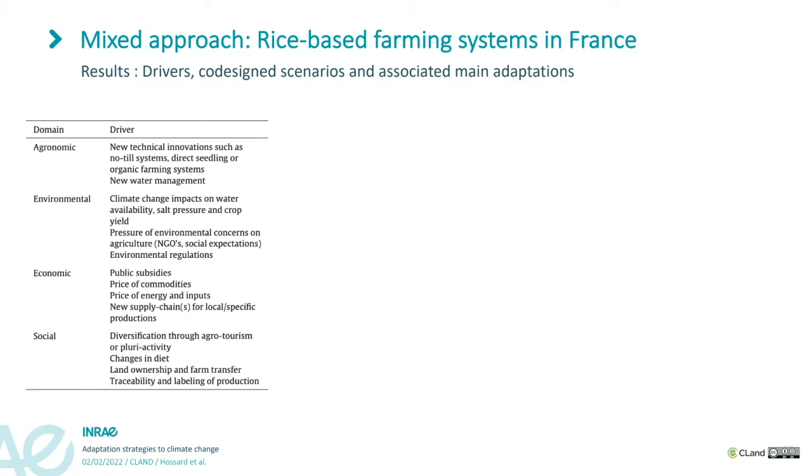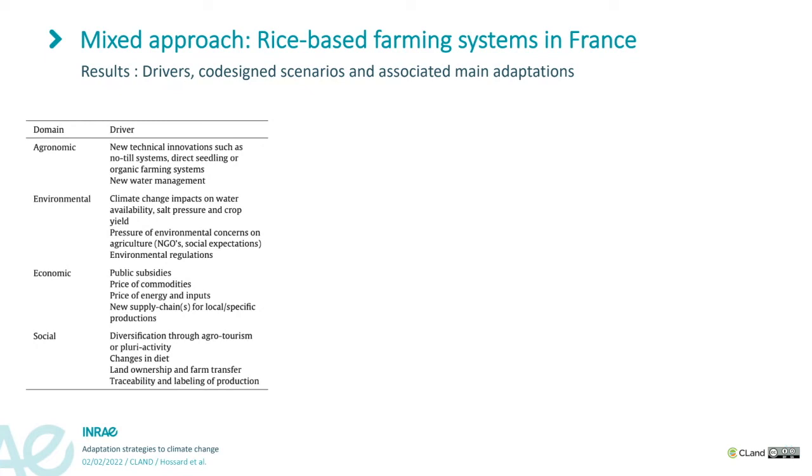So here are the drivers that were set up by the stakeholders. You can see there are different domains. For example, for agronomic, it could be about new technical options, water management. For environmental, like changing the environmental regulation, how that would impact the cropping systems and farming systems. About economic, like the prices of commodities, of energy, or social, for instance, changes in diet.